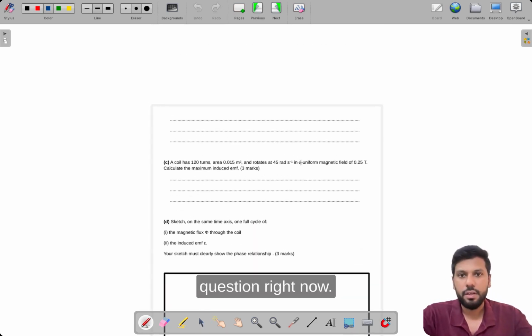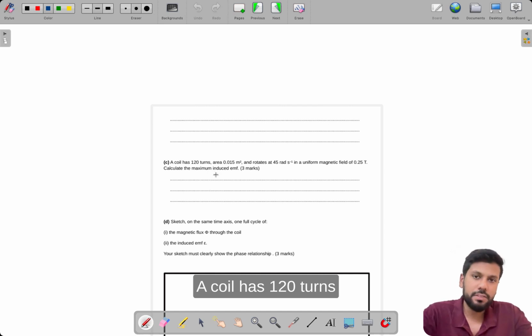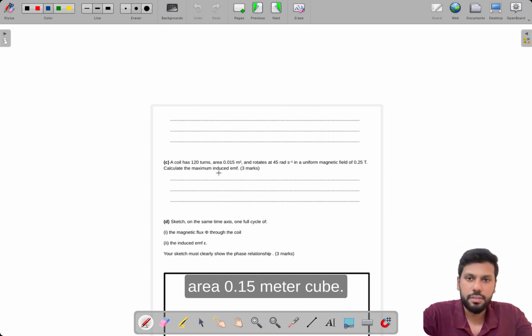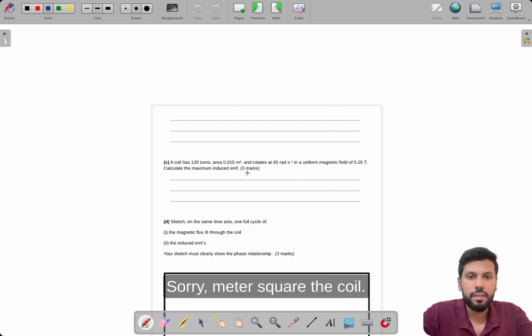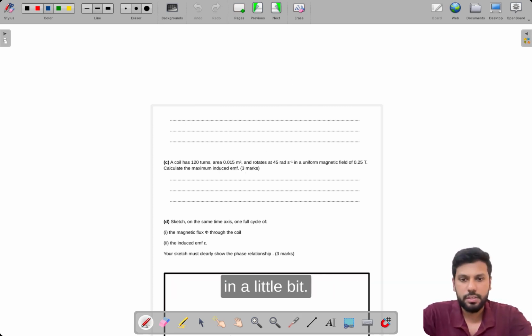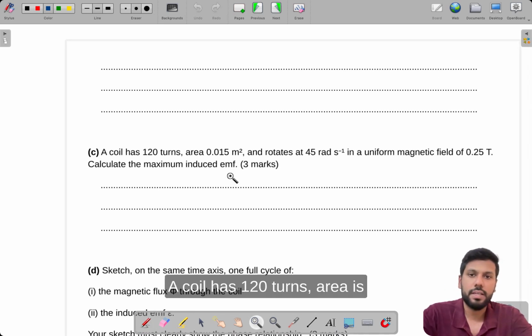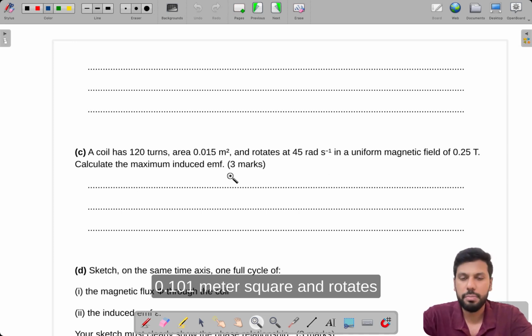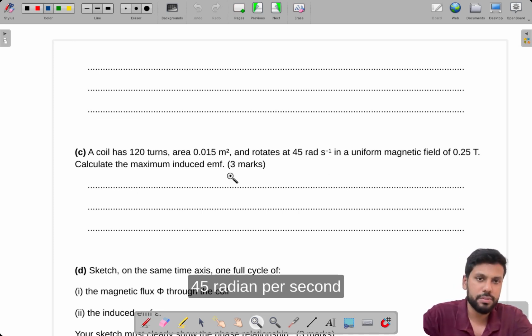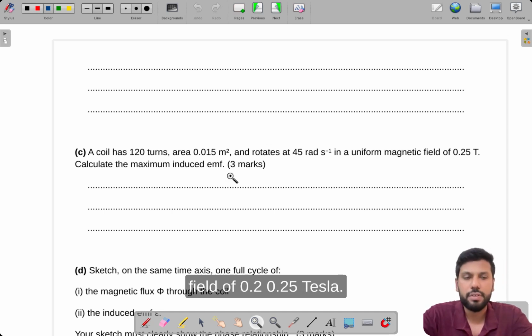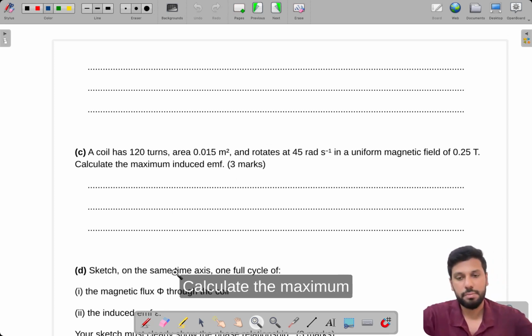question, right? Now, a coil has 120 turns, area is 0.15 meter square. Let me zoom in a little bit. A coil has 120 turns, area is 0.015 meter square, and rotates at 45 radian per second in a uniform magnetic field of 0.25 Tesla. Calculate the maximum induced EMF.